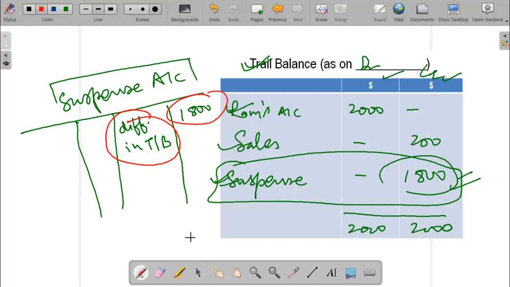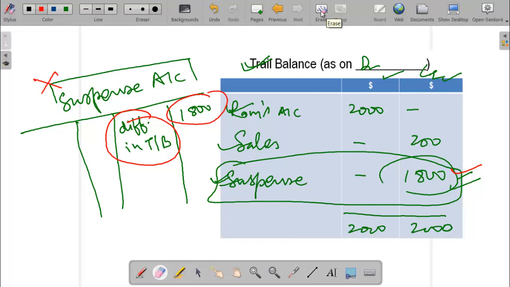Now later on when we find the reason for this difference, when we find the mistake, we will rectify that mistake, and the moment we rectify it, the suspense account will show zero balance. The suspense account will automatically get closed. So got it, this thing? What is one-sided error? Any error which affects the total of the trial balance is called a one-sided error. Got it?